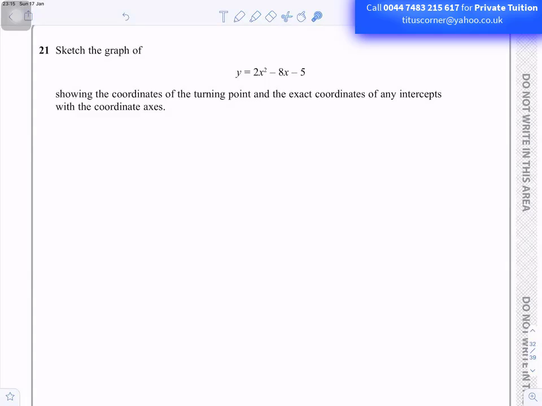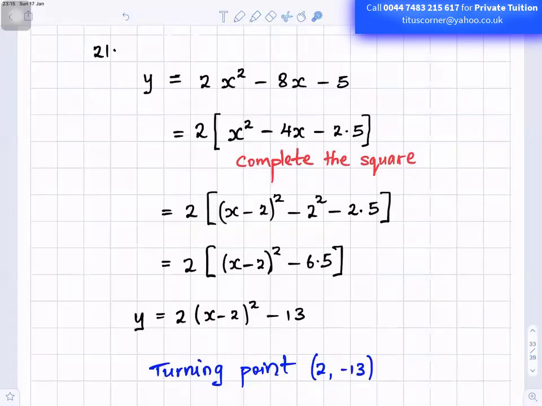Sketch the graph of y equals 2x squared minus 8x minus 5, showing the coordinates of the turning point and the exact coordinates of any intercepts with the coordinate axes. The first thing we want to do is complete the square.